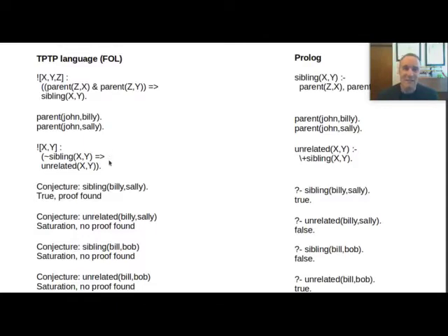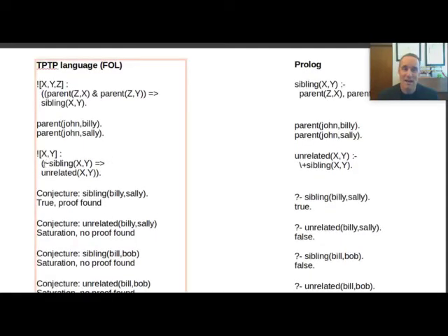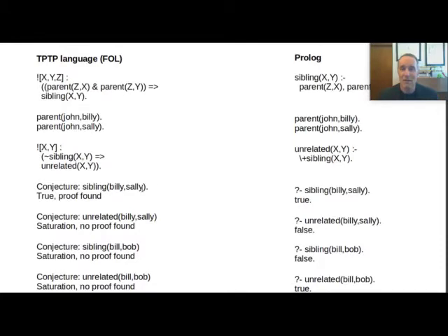Right? We don't have that anywhere. So we just don't have this "not sibling X of Y" anywhere that would help us understand what's going on here. And similarly, we don't have that on the Prolog side either. We then have the option of asking another question.